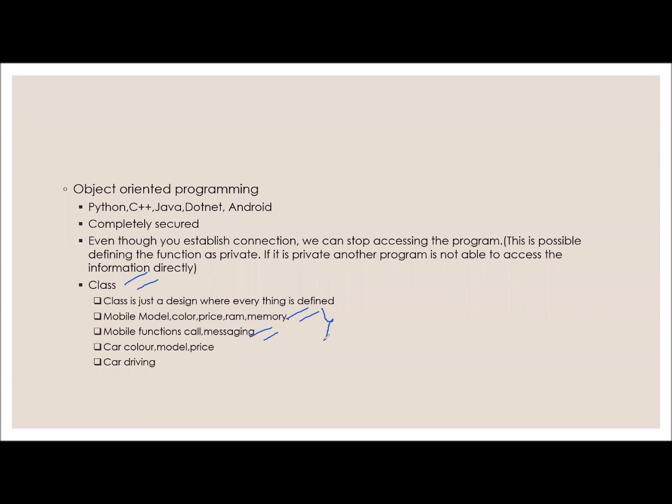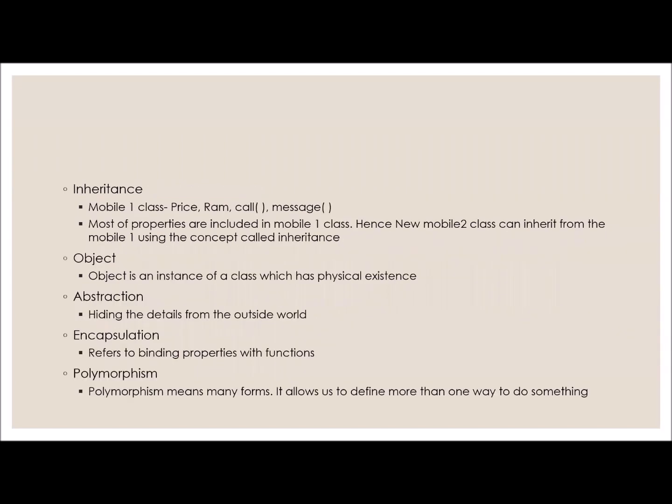We are only defining. See, this person is this. We are defining that person. Okay, this person is very good. This person is capable of doing this. We are defining his ability. So that is class. Let us give another example. We can take a car: the car's color, model and price, everything is in the class. And car driving is a function. That also comes under the category of the class. So class is a design where everything is defined.